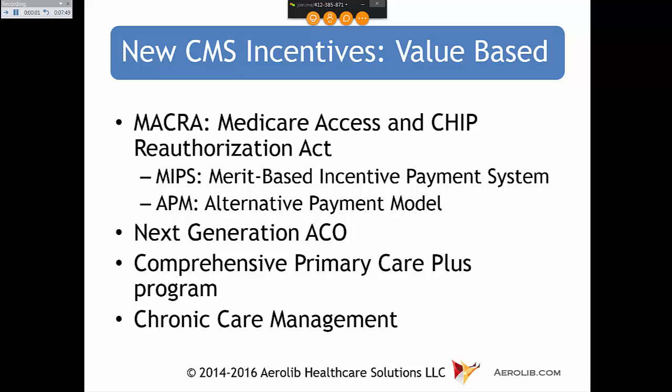So what CMS has introduced in the last few years and going forward for the future, again, is MACRA, MAPS, MIPS, and APM. They have these next generation ACOs, the Comprehensive Primary Care Plus programs, and chronic care management. Now, why I'm mentioning all this is that when we talk about disease-specific documentation education, once you have that documentation as a rock-solid part of the medical record, all these value-based incentive programs start to make sense.